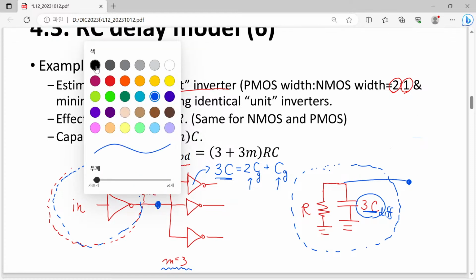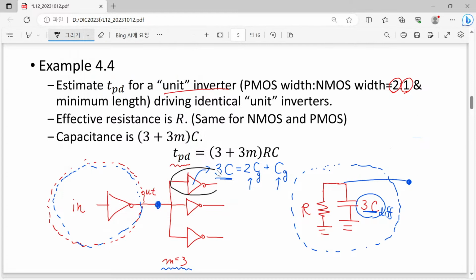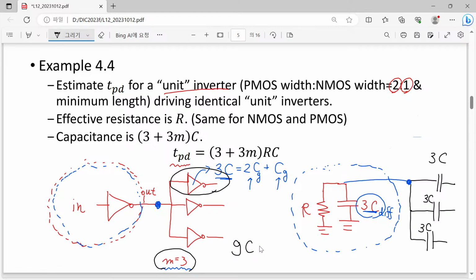So this topmost one will provide us just 3 times C. And how about the other one? The middle one will also contribute 3 times C. And finally, the bottom one will contribute 3 times C. So simply speaking, if we have 3 copies, then these loads are contributing 9 times C, which can be expressed as 3C times just M.